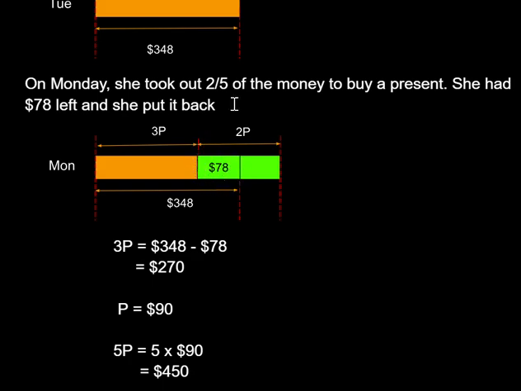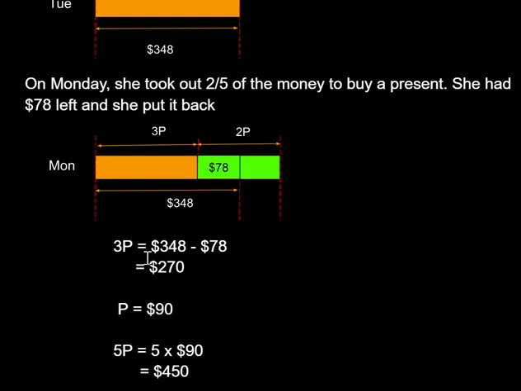She took out 2/5 of the money to buy a present. Instead of calling it U, now I call it P so that you're not confused. So in total there's 5P. She took out 2P and was left with 3P. The 2P that she took out is inclusive of the $78 that she put back into the piggy bank.